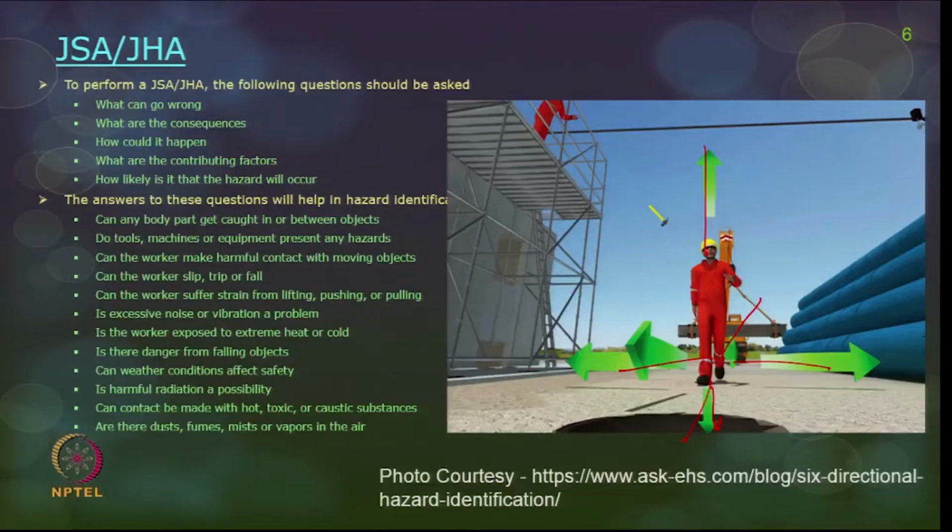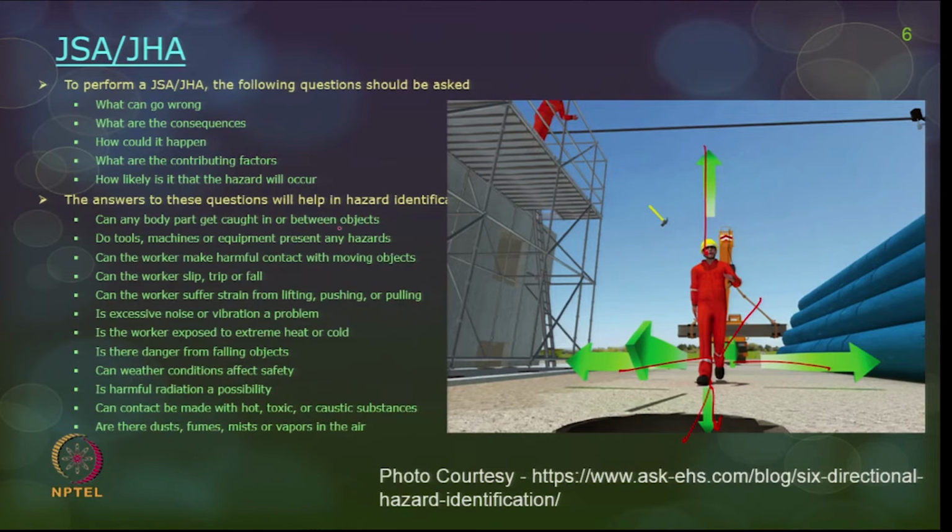Some of the sample questions: what can go wrong, what are the consequences, how can it happen, what are the contributing factors, how likely is it that the hazard will occur. The answers are the probable answers. Can any body part be caught in or between objects? Do tools, machines or equipment pose any hazard? Can the worker make harmful contact with moving objects? Can the worker slip, trip or fall? Can the worker suffer strain from lifting, pushing or pulling? Is excessive noise or vibration a problem? Is the worker exposed to extreme heat or cold?